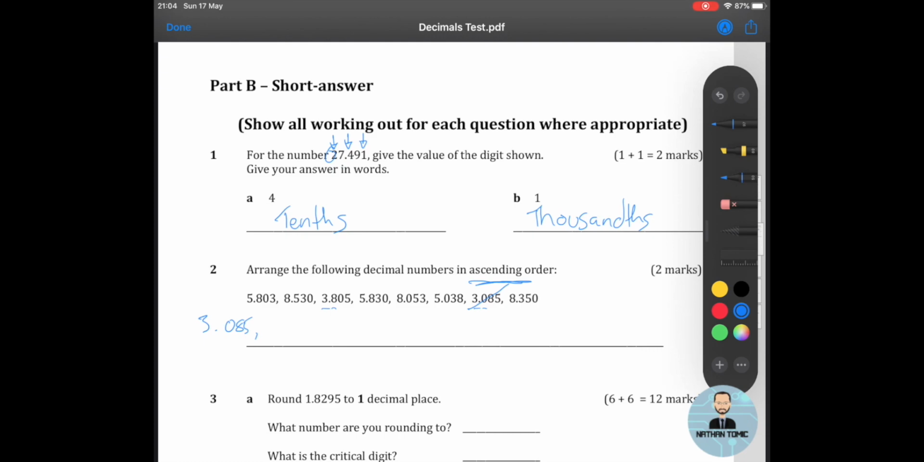So now that I've crossed that one out, I know my next number that had a 3 at the start is going to be the second number. So 3.805. All right, cross that one out. And now we look for the next numbers. So the next biggest numbers would be ones that start with a 5.